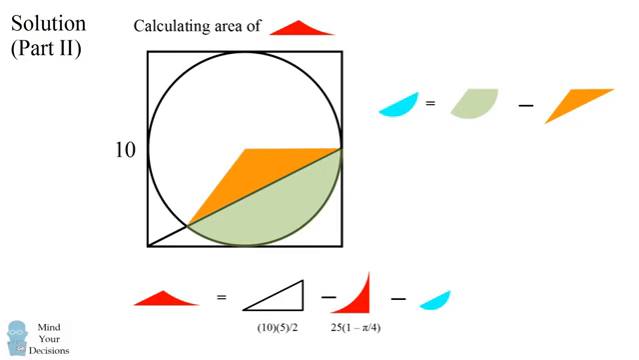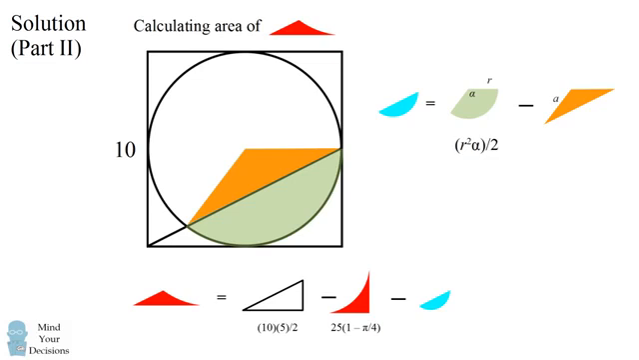In order to calculate these areas, we're going to have to use formulas for these particular shapes. If we have a circle with a radius of r and a sector having an angle alpha, and this is in radians, then the area of the sector is equal to r squared times alpha divided by 2.